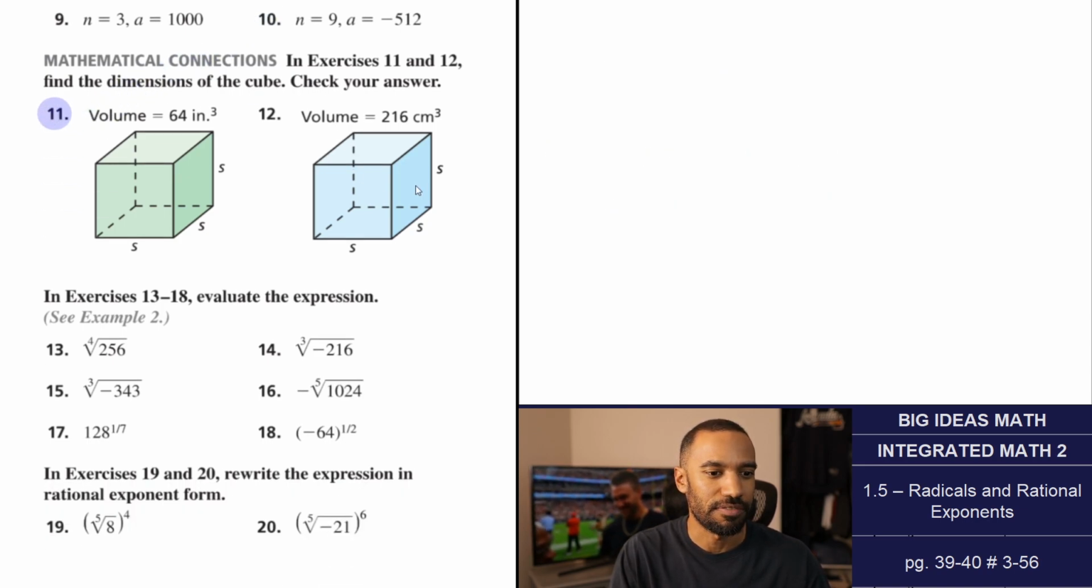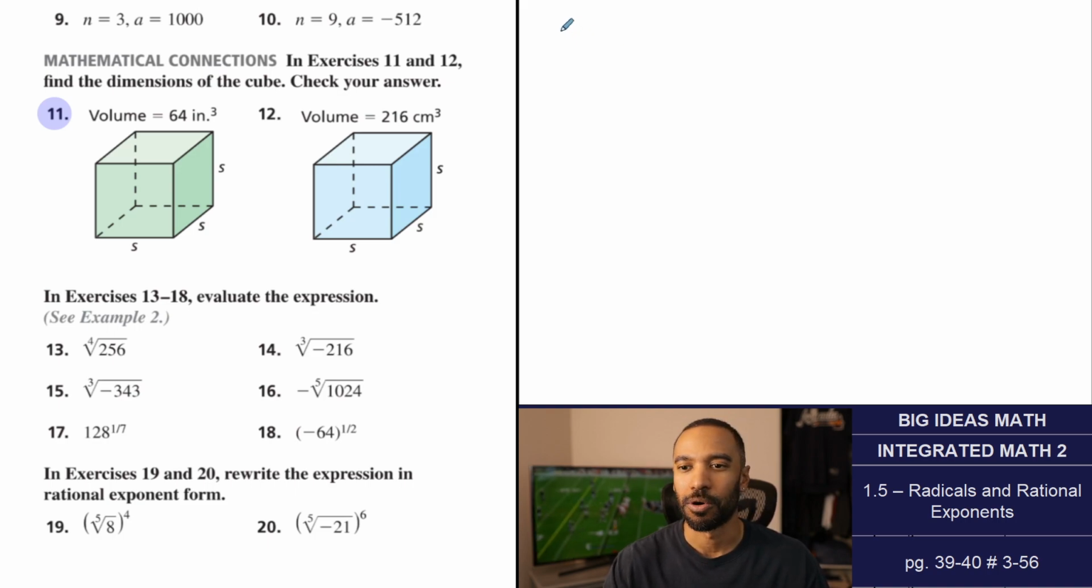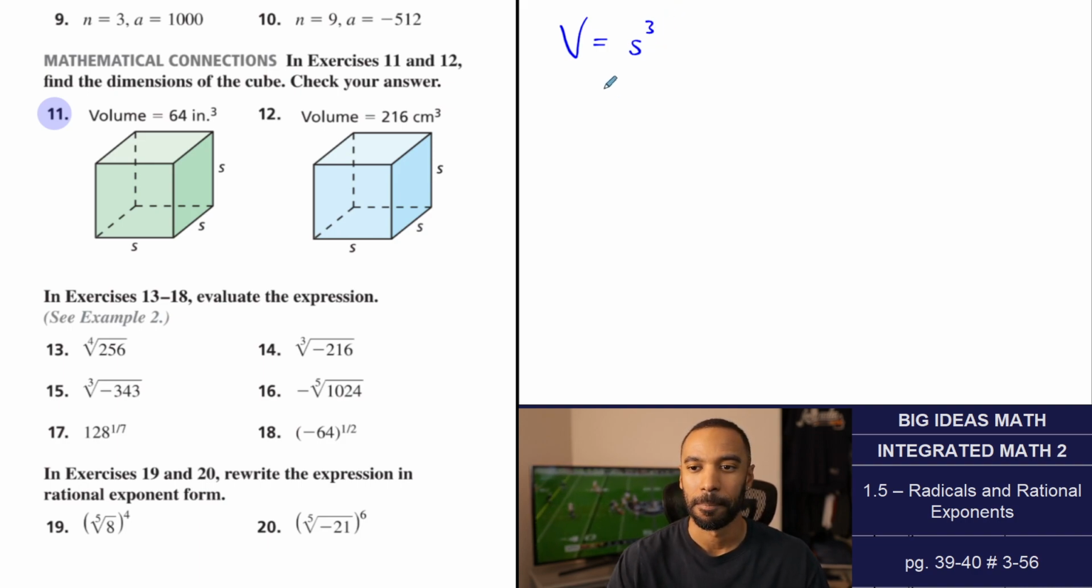All right, numbers 11 and 12. Let's find the dimensions of the cube. Let's check our answer. Oh, I didn't see the volume above it. Sorry. So the volume is 64. The volume of a cube is taking all three edges of the cube and cubing them, because they're all the same: length times width times height. So your volume is 64, and that equals s cubed.